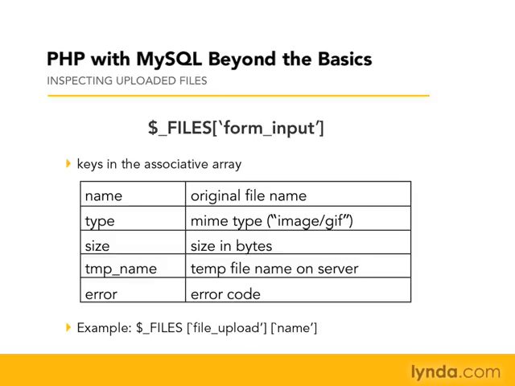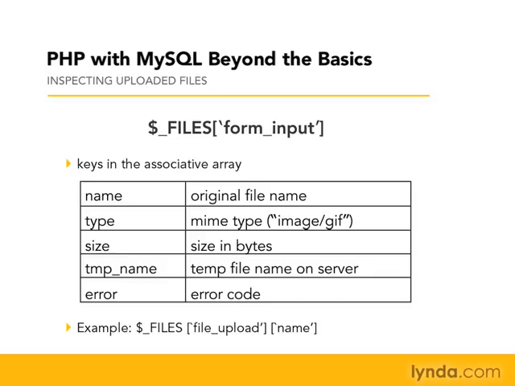And $_FILES, and then in square brackets, the name of the field that was submitted, will give us back an associative array. And that array is going to contain 5 pieces of data. It's going to have the name of the file, its original file name on the user's machine. It's going to have the type of file that it was, the MIME type that gets sent by the browser, the size in bytes of the file, the temporary name where the file was stored on the server, and the error code that goes with it. And we'll take a look at errors in the next movie. For now, let's focus on the other 4.